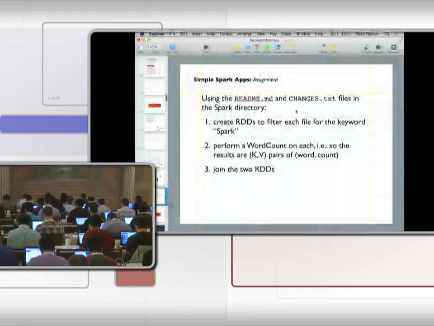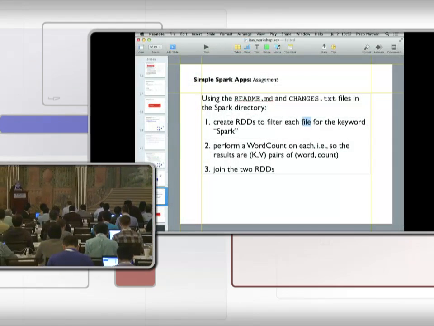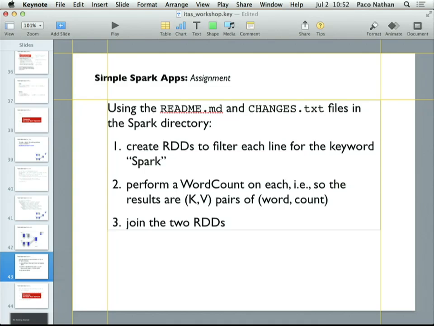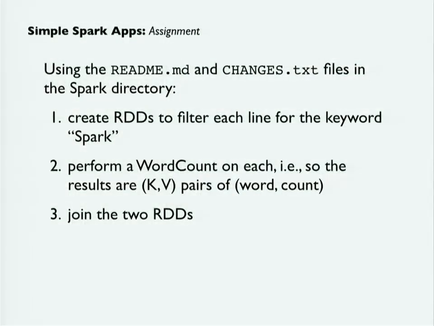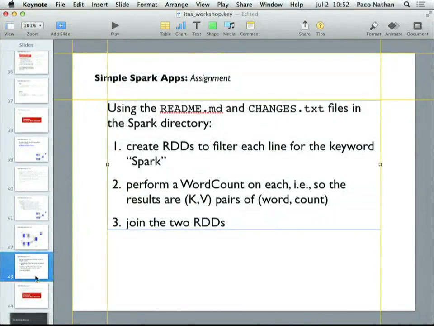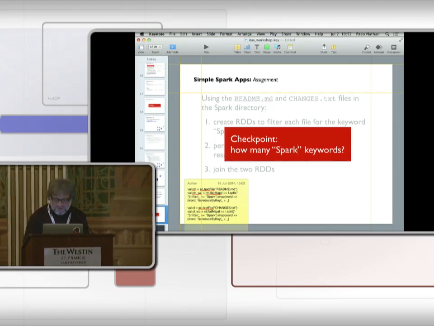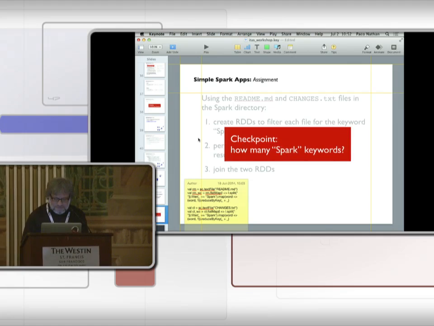Okay. A couple things to clarify. One is it says filter each file. It's probably better to say each line, because the RDDs are going to be looking at line by line in each file. So I'll make that change. And the other change is, if you go to the next slide, it says how many Scala keywords are there. It should say Spark.